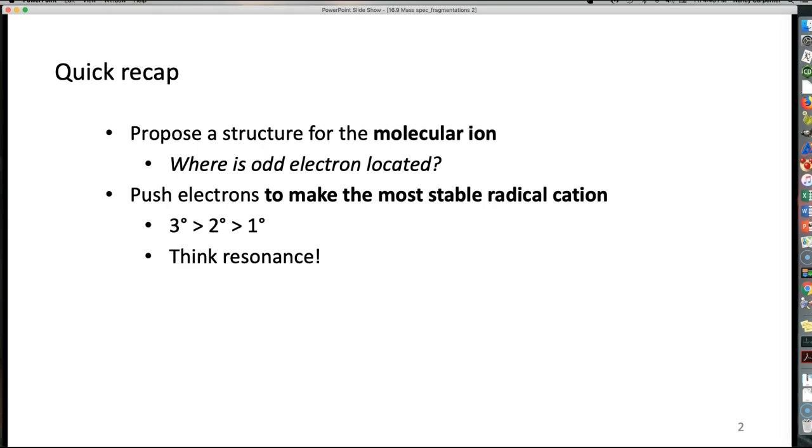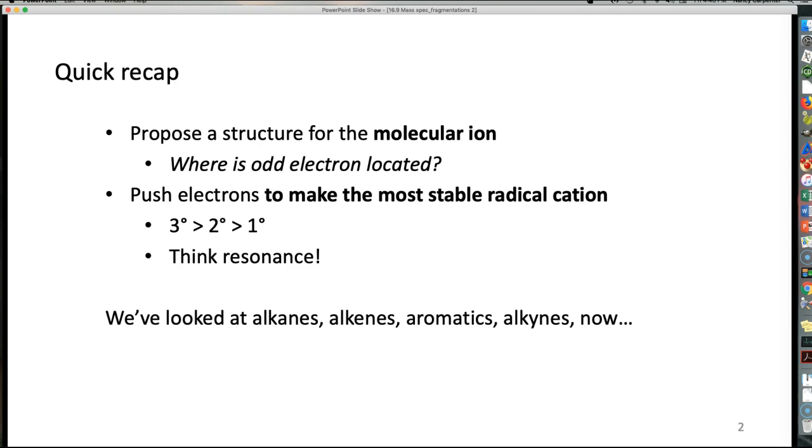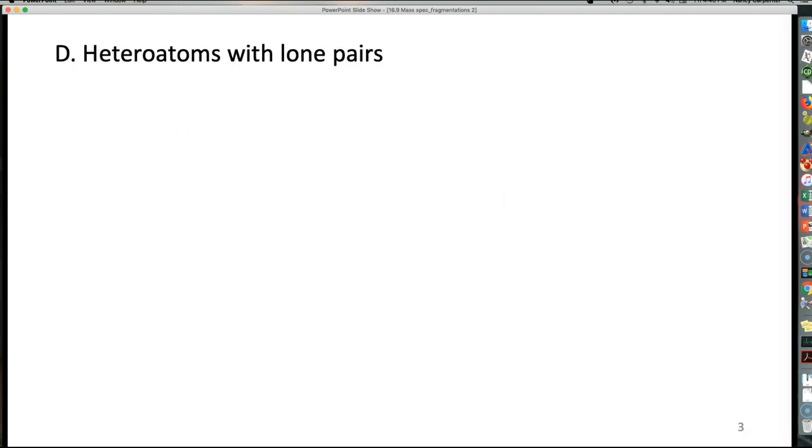Another important thing to think about is, as always, resonance, because of course resonance helps stabilize things. And we've seen that in the previous mini lecture with the tropylium ion. So yeah, we've looked at alkanes, aromatics, alkynes. Now we're going to look at heteroatoms, meaning anything that's not a carbon. Heteroatoms meaning things like halides, oxygen, nitrogen, sulfur, anything with lone pairs. So amines, ethers, alcohols, you name it.